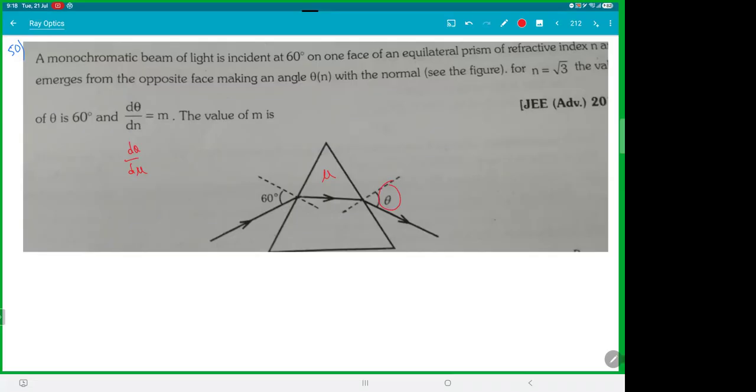Hope the question was clear. By changing mu, you can change the emergent angle theta. So he's saying for n is equal to root 3 and theta is equal to 60 degrees, find the rate of change d theta by d mu, which he's calling as n. So I hope the question was clear. Try. Take a minute or two. It's an actual question.